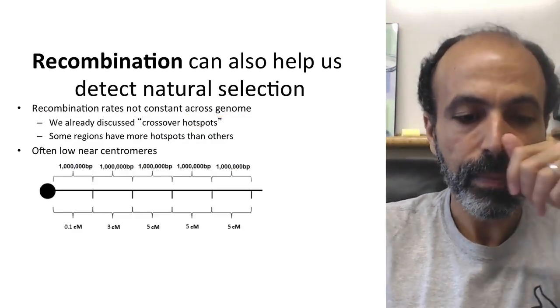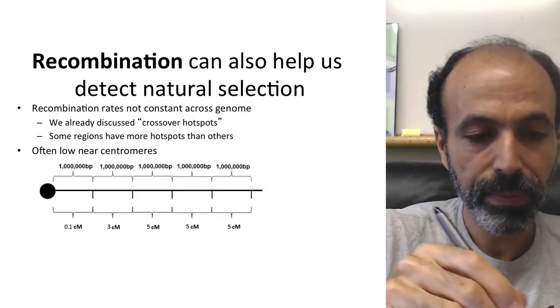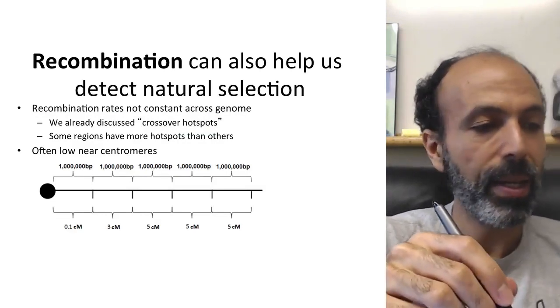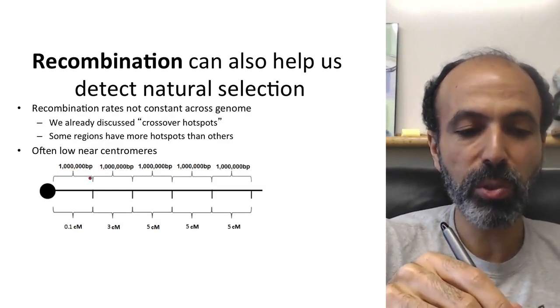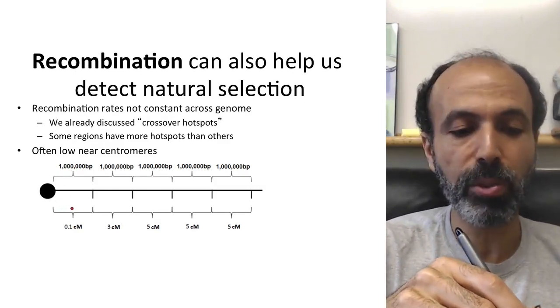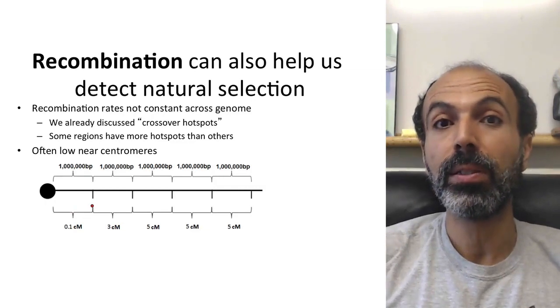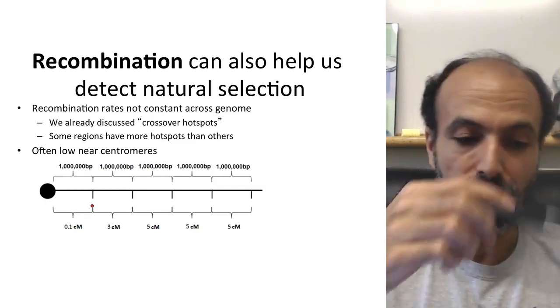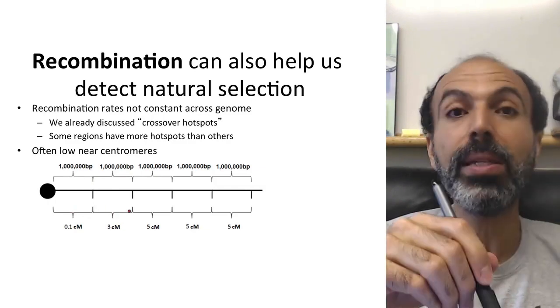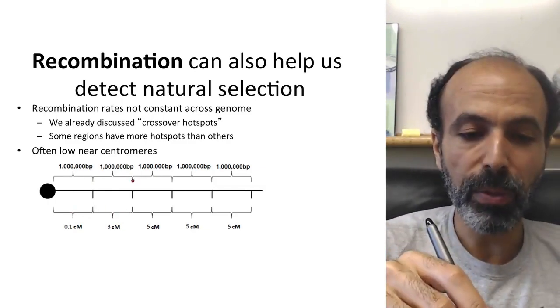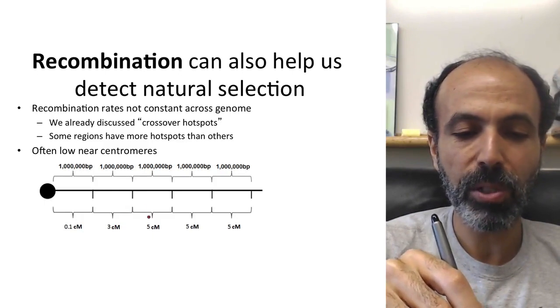So let's imagine that here's a chromosome, that you have your centromere here at one end, and let's say we're looking at different stretches of a million base pairs. So this first stretch of a million base pairs, let's say the recombination rate is 0.1 centimorgans. So that's a very low recombination rate. We go a little bit further out in this stretch of a million base pairs, the recombination rate is 3 centimorgans. Go a little bit further out in this stretch of a million base pairs, the recombination rate is 5 centimorgans.